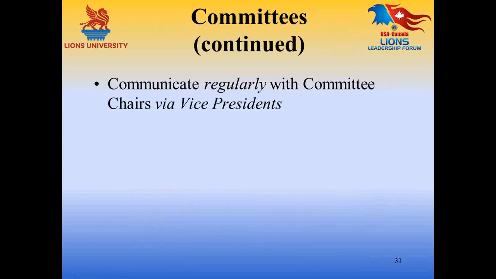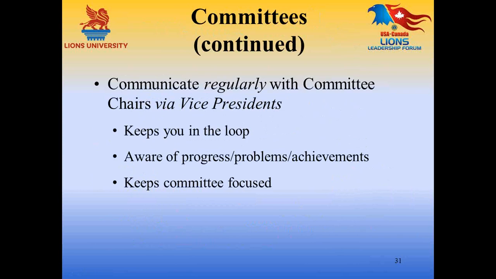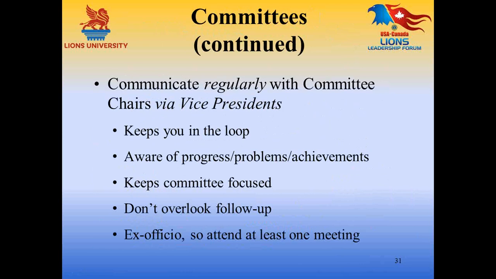Communication is key to making sure Lions know what's going on and what is expected of them. So keep in touch with the committees through the vice presidents. This will keep you in the know and aware of how they're functioning, and it also keeps the committees focused on their tasks. And if there are problems or concerns, follow-up is essential because it lets the Lions know that you're aware of the issues and you're serious about it. And like the VPs, you too are an ex officio member of all committees, so let the Lions know that you're interested in what they're doing by attending some of their meetings.